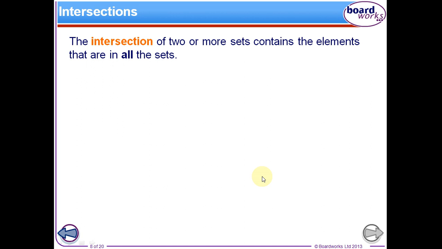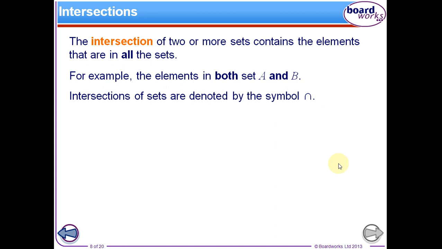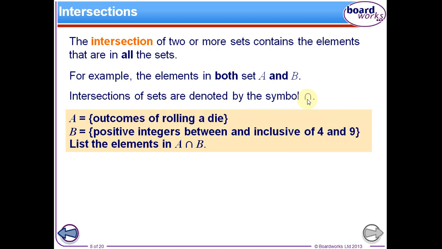So what about the intersection of sets? The intersection of two or more sets contains the elements that are in all the sets, for example, the elements in both set A and B. The symbol we use to represent intersection looks something like N. Guys, it's not the letter N. Okay, let's take a look at the example. A is the outcome of rolling a die, and B is the positive integers between and inclusive of 4 and 9. We have to list the elements of A intersection B.